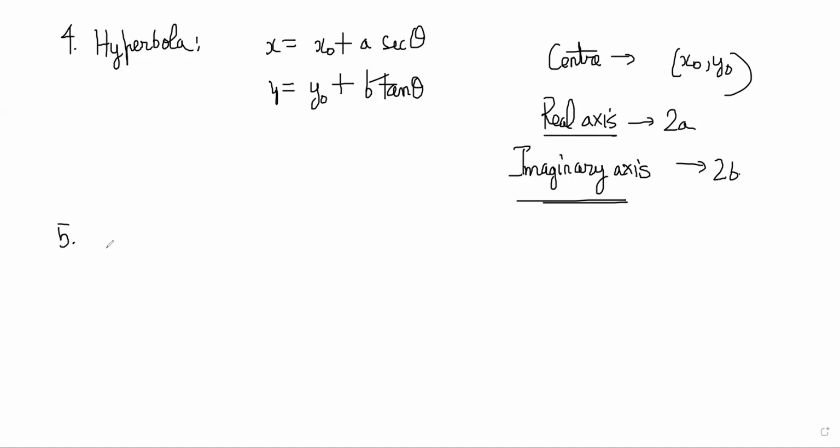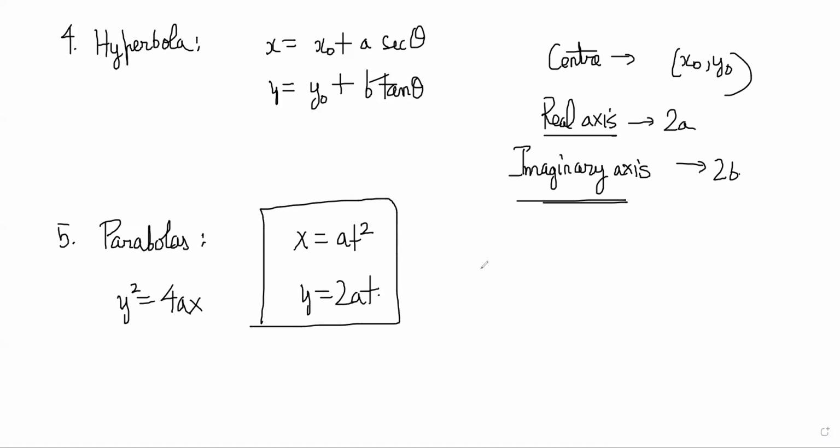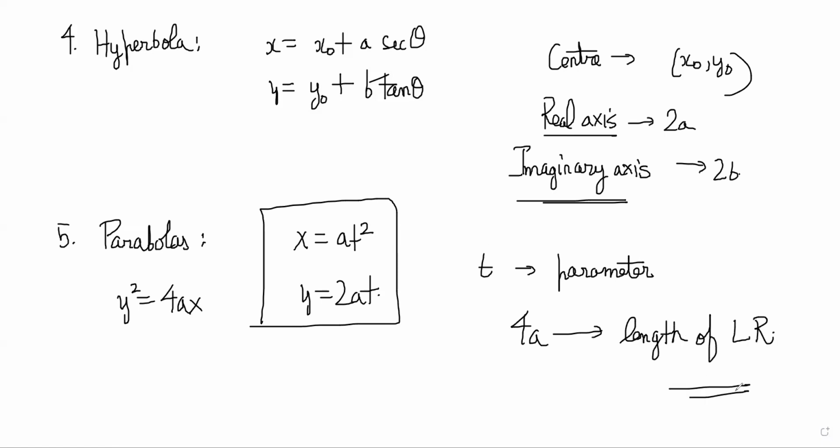And lastly, we have parabolas. The parameterization for a parabola, the standard parabola y square is equal to 4ax, can be written with x is equal to at square and y is equal to 2at. Here t is the parameter, and 4a is the length of the latus rectum of this parabola. So we will see problems where we'll apply these methods, and you'll notice that using parametric methods reduces the work that is involved in solving the problem, because it has a fewer number of variables.